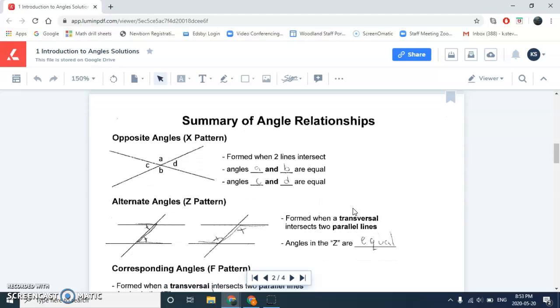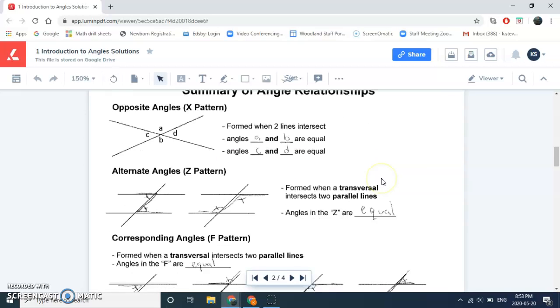Next, we're going to look at a summary of angle relationships. So the first one we have is opposite angles, and this is when we have an X pattern in any kind of angle. So anywhere that we see an X, we'll see opposite angles. So angle A and angle B, those angles are the same number, they'll be the same degrees, and C and D will also be the same degree. So you don't have to measure them. Once you know one of them, you can figure the other one out.